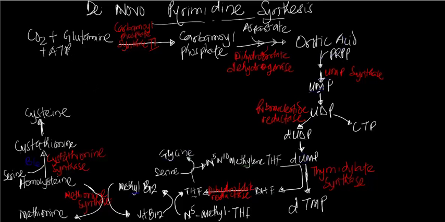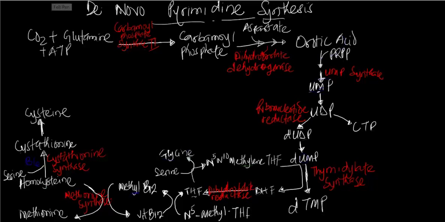Let's look at the substrates that we have here. Starting with the pathway, we have carbon dioxide, glutamine, and ATP. I'm on page 2 of the supplemental material, if you have it. These three things combine together to form carbamoyl phosphate. The name of the enzyme here is carbamoyl phosphate synthase 2, and this is actually the rate limiting step.